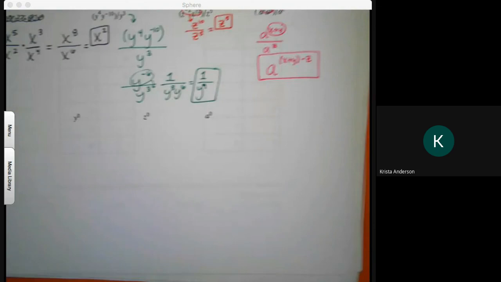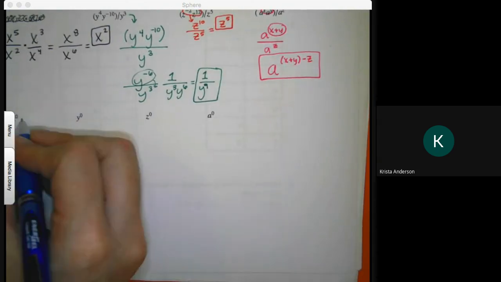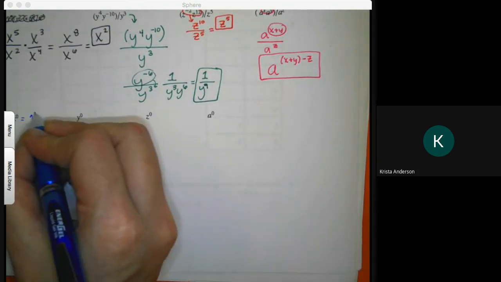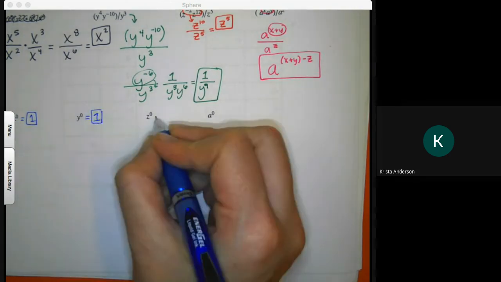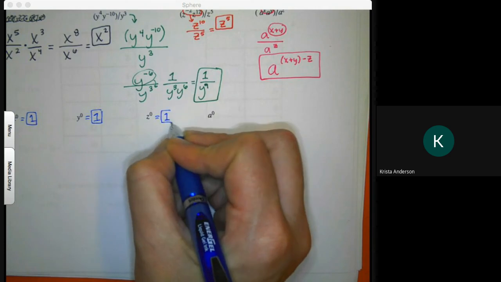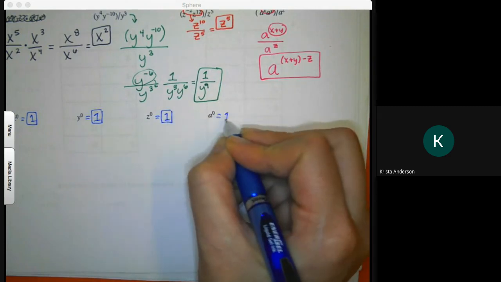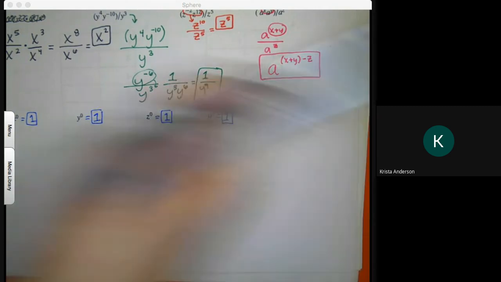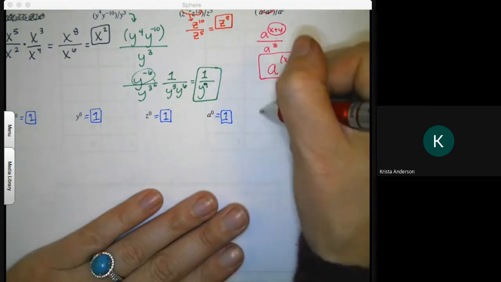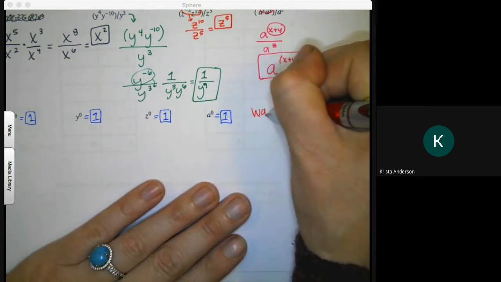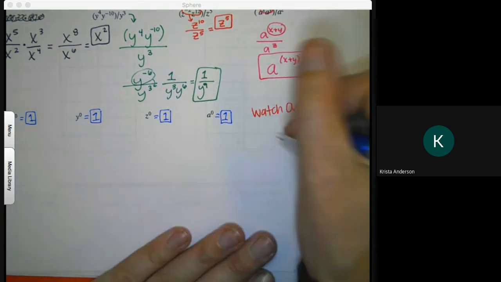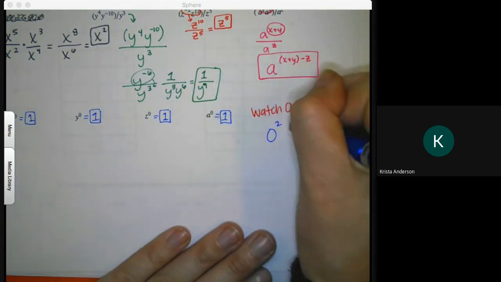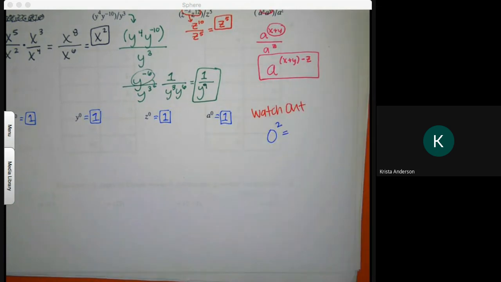Last one. Who remembers what power of 0 equals? 1. What if they have something written in red, usually above the problem, and it says, watch out, they're trying to trick you. What would 0 to the power of 2 be? 0.